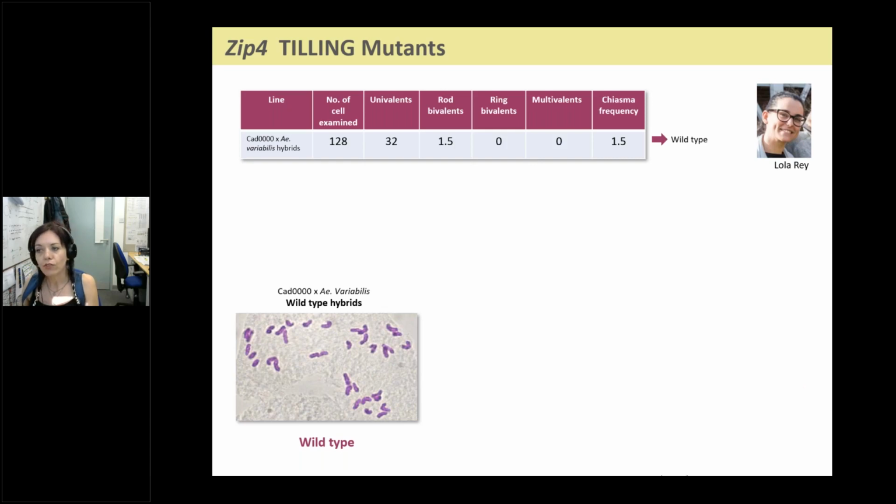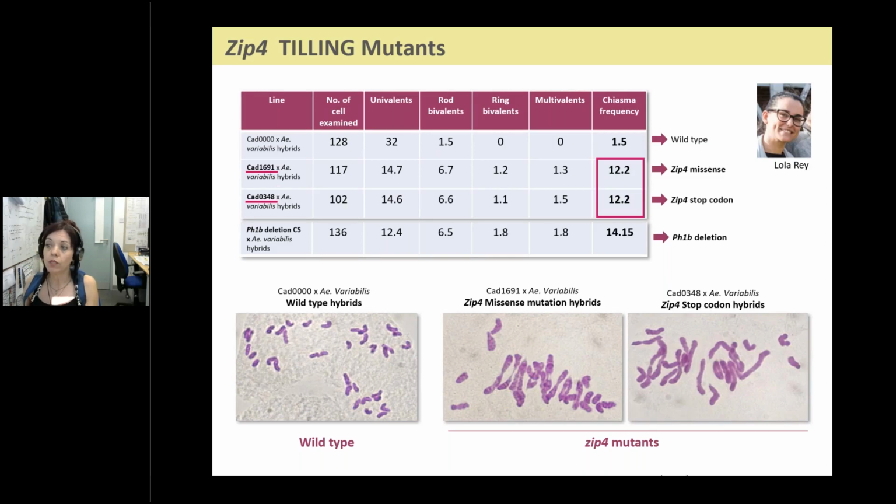So yes, there was a lot of crossing and scoring, all done by Lola Ray, who was in our lab for 2 years during her postdoc and did all this part of the work. And it turned out that 2 of the mutant lines crossed with Aegilops variabilis showed a great increase in the number of crossovers, more than 12 crossovers per cell. The one with an early stop codon and one with a missense mutation. And if you look at the picture at the bottom, I think that the result is even more obvious. So yeah, that was great. The result was absolutely clear. The ZIP4 mutant lines had the same effect on crossover as deleting the whole Ph1 locus.